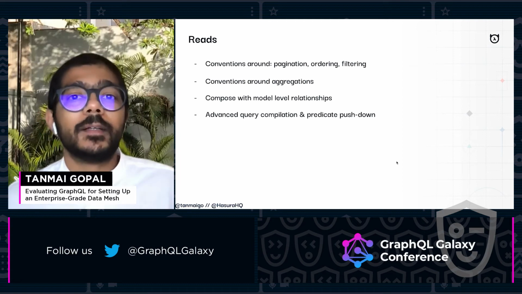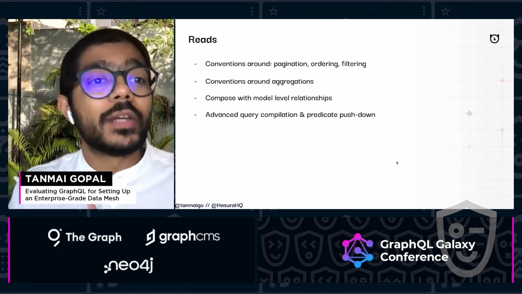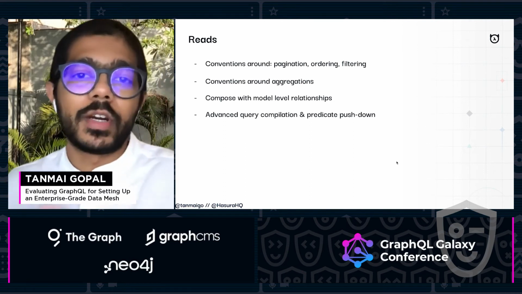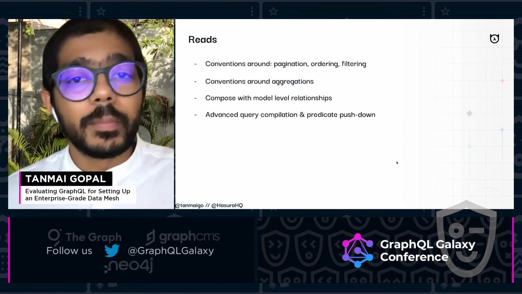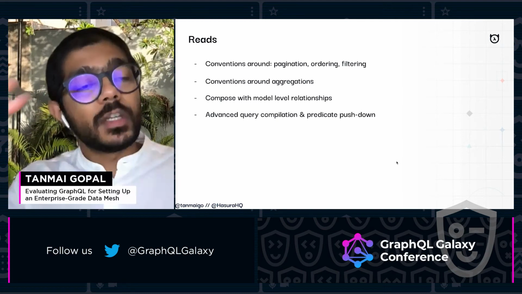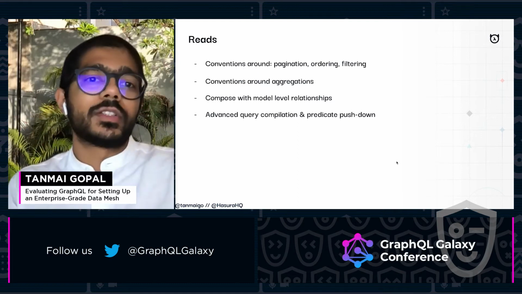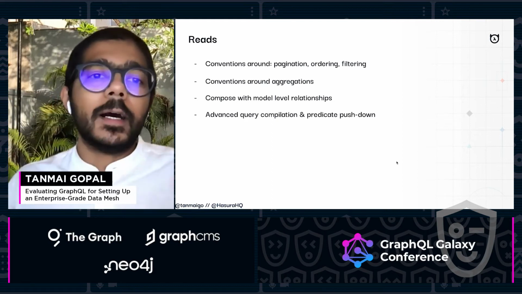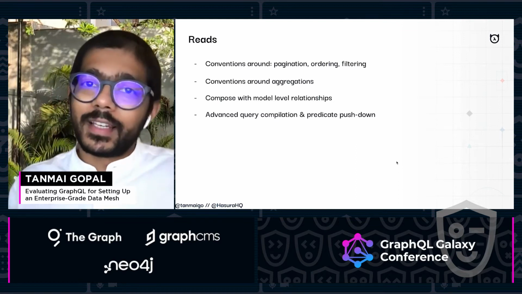The second piece is reads. So what we want to do is create conventions around how we're going to read these models. So we can create conventions around pagination, around ordering and filtering. We'd want to create a convention around aggregations, and then we'd want to compose them with relationships. We'd want to represent those relationships in our queries, so we'd want to be able to read models across relationships.